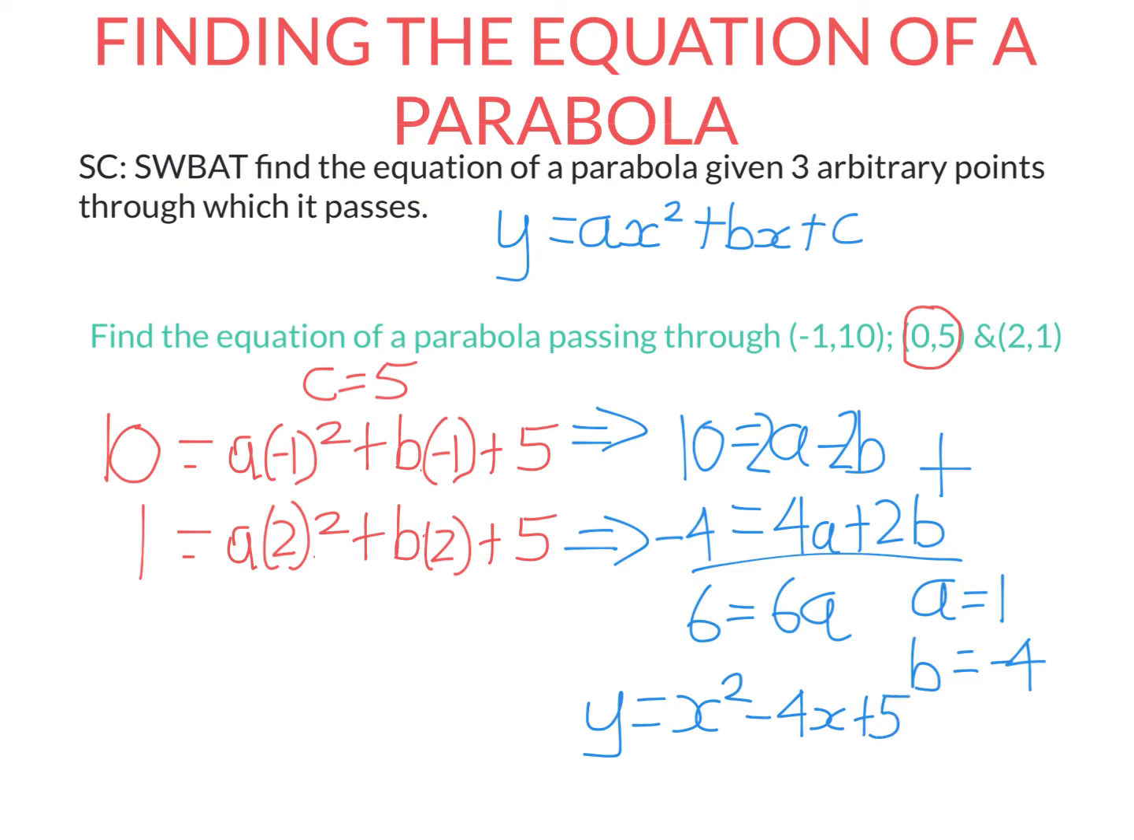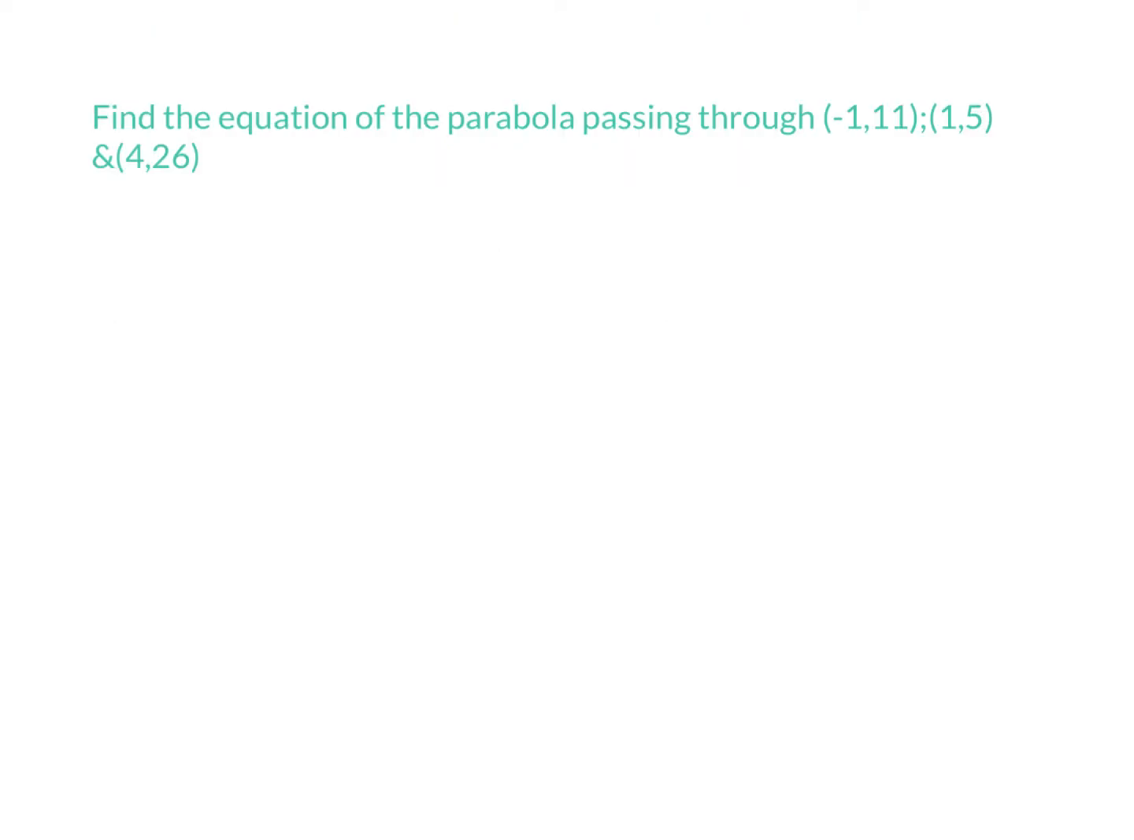Let's look at a harder example now. So let's try this question here. Find the equation of the parabola passing through these 3 points. So this one's a little harder than the previous one because I haven't given you the y-intercept. We can't find c straight off.